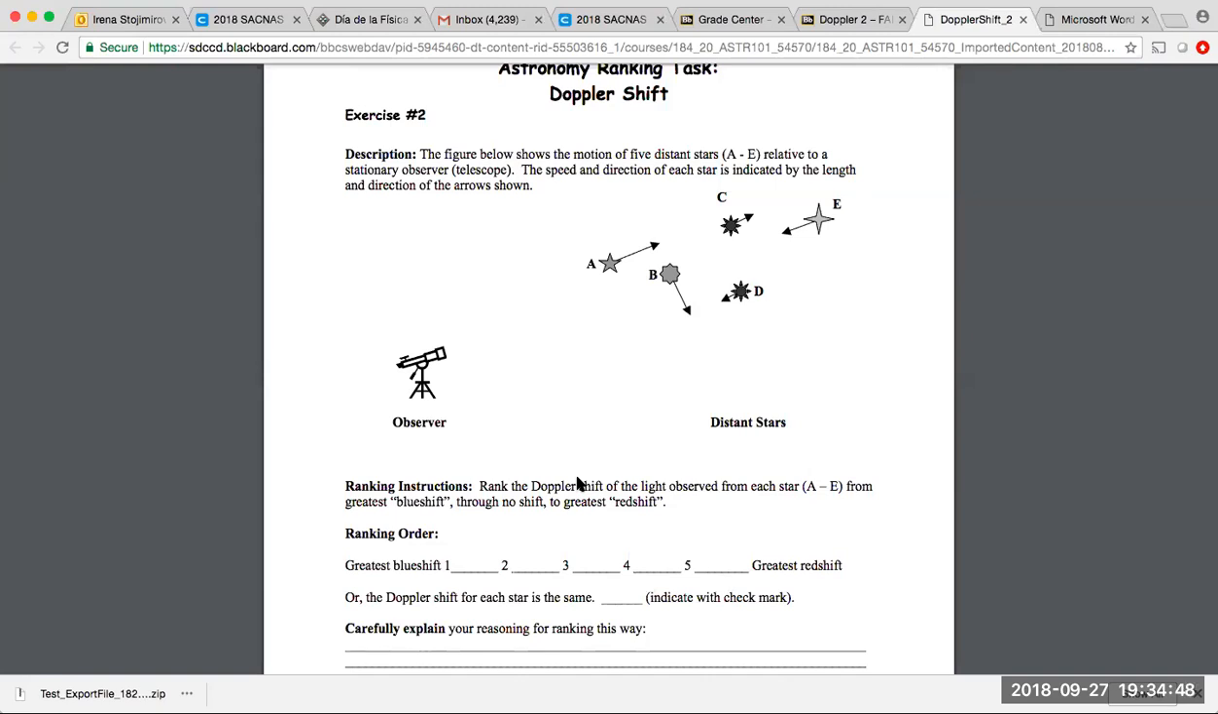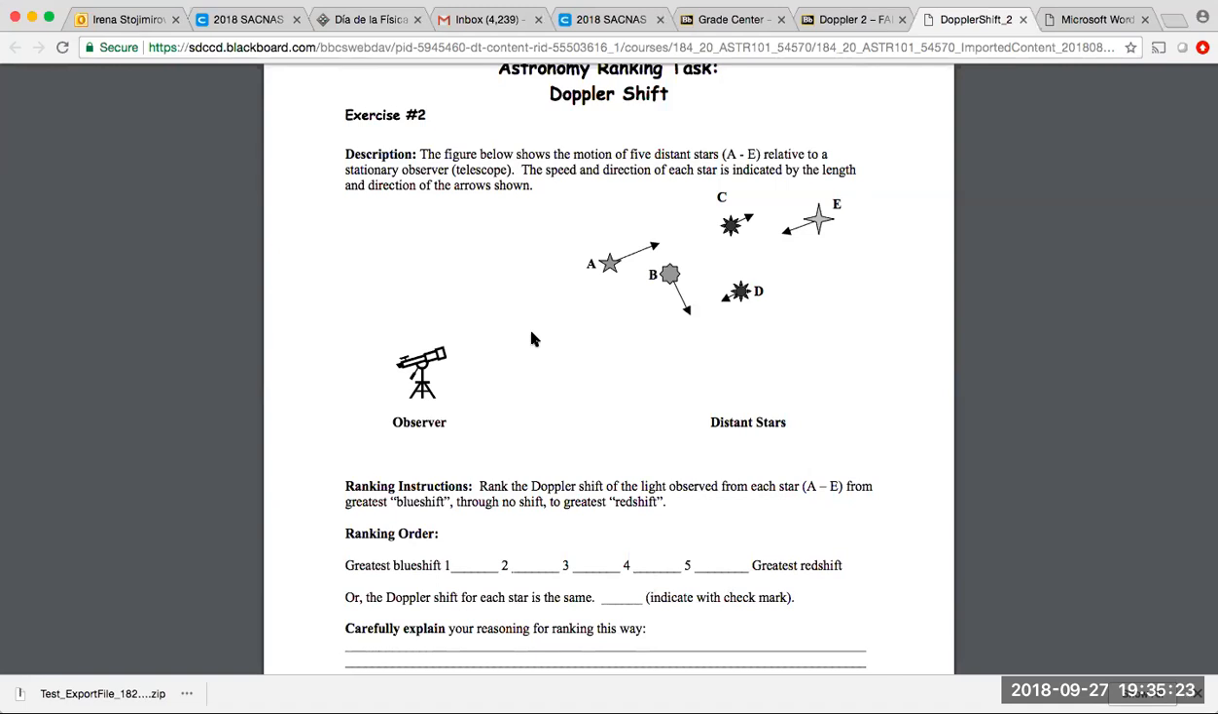So it's going to be E, I think, with the greatest blue shift. Okay, and why do you say that? Because he has the longest arrow, meaning he's going the fastest towards the observer. Very good. And the Doppler shift only depends on the speed, right? So the faster you move, even if E was closer to the observer but another was moving faster, then E would still give you the greatest blue shift.